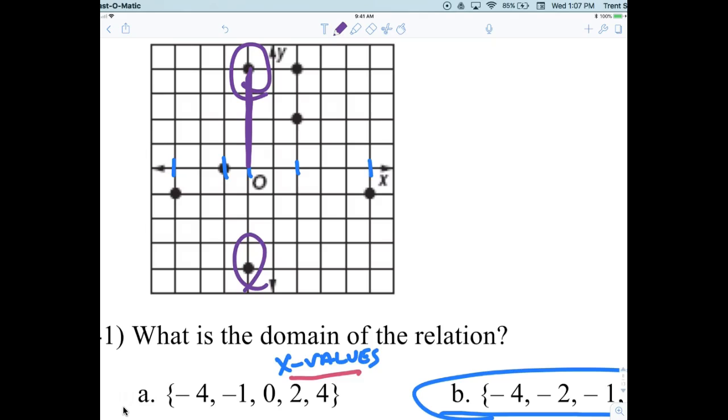So the domain is the x values, correct? A good way to do this is just to circle the points and tell me what is the x value that corresponds to those points. You with me? And then if I said what's the range, you would just tell me what's the y value that corresponds to those points. That's all. All right, is everybody good on that?